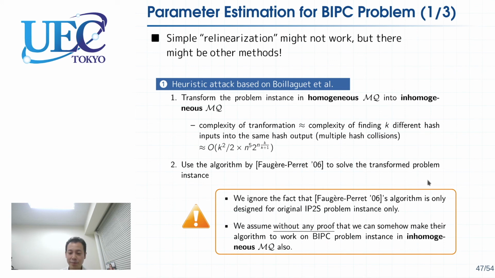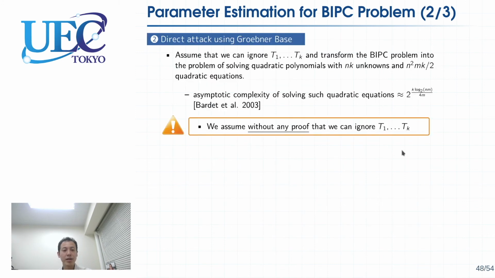So for a real attack, you have to solve this. Another is the direct attack using kernel base. And we assume here that we can ignore the T1 to Tk part and transform the BIPC problem into a problem of solving quadratic polynomials with these unknowns and quadratic equations. And we use the asymptotic complexity of solving the quadratic equations by Bardet et al.